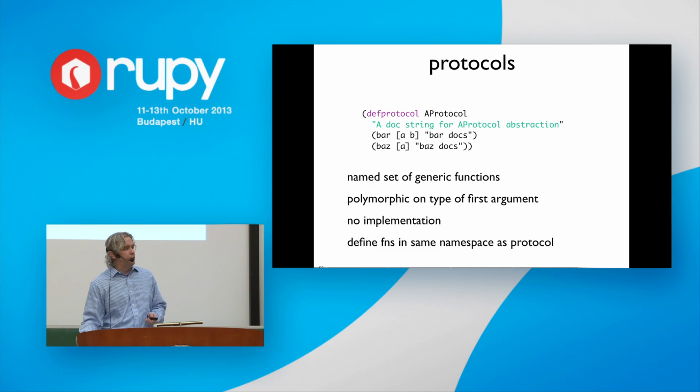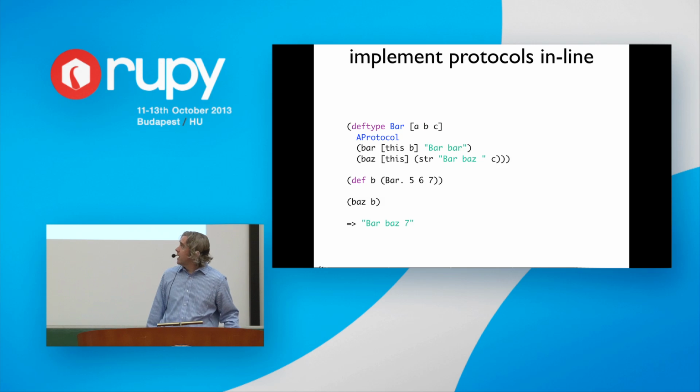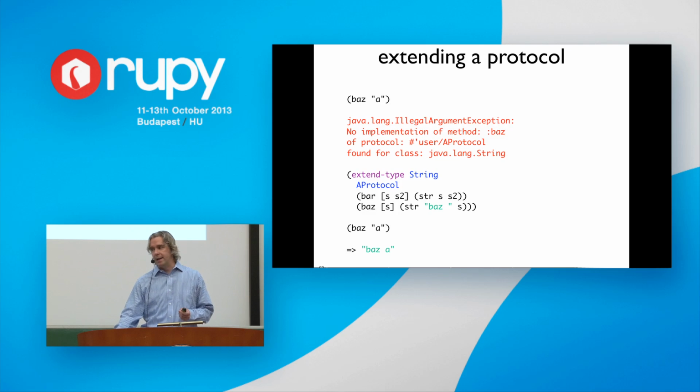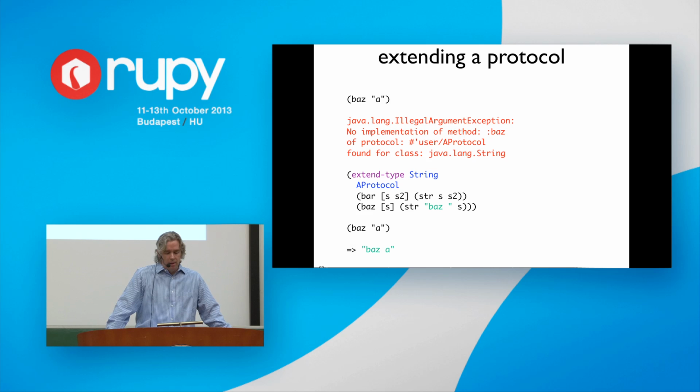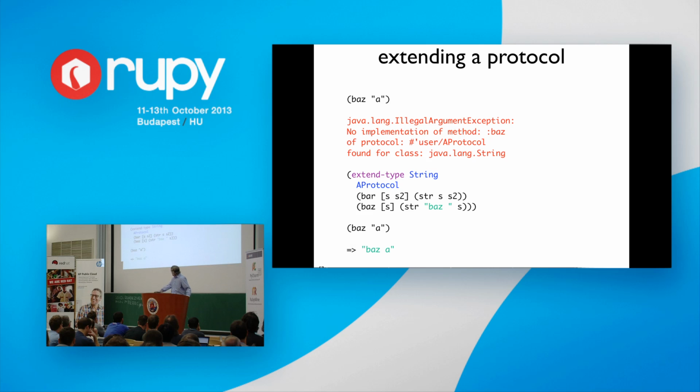So at a certain level, this is roughly equivalent to an interface in Java. And simple usage kind of even reinforces that notion. So here I'm defining a new type bar that implements that protocol. I can then create an instance of bar and call methods on that protocol. But I can also extend protocols to pre-existing types. So here, I call baz on the string A, and I'm told, well, you can't do that. You didn't define an implementation of baz for the string A. Okay, fine. I'll go back and define the A protocol as working with strings.